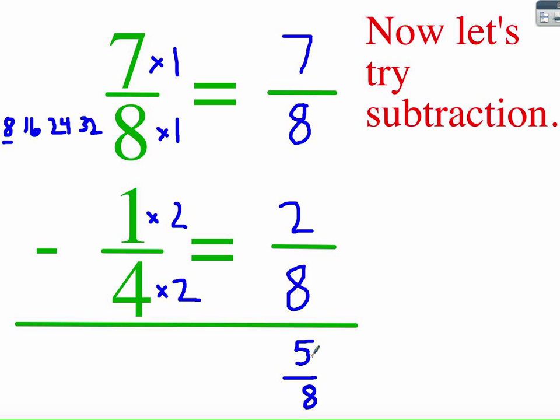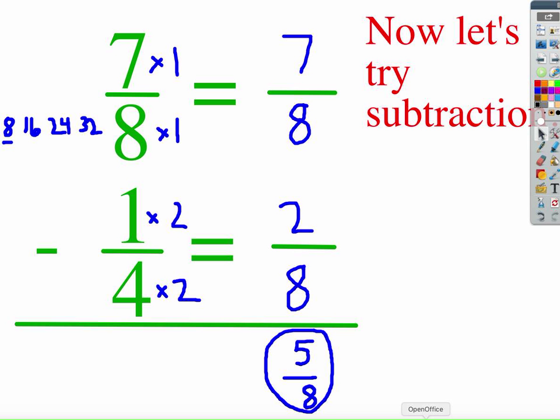Now I check to see if I can reduce it. Is there anything that can go into 5 and 8 equally? Nope, there isn't. So that's my answer, 5/8. That's how you add or subtract fractions. You have to make the denominators the same first.